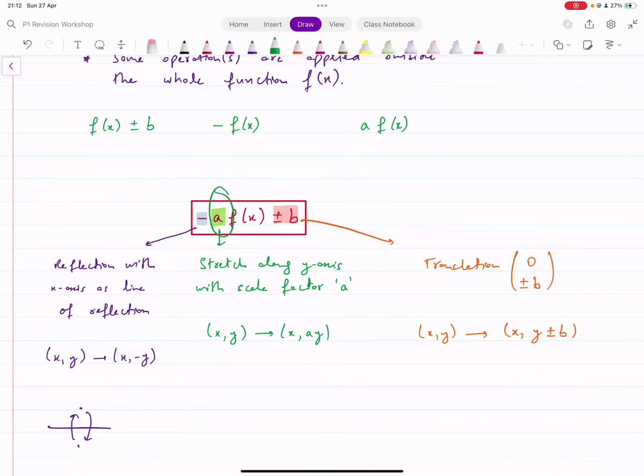What about this number that's multiplying? When you have a number multiplying outside the function, that means it's a stretch along the y-axis, or you can say vertical stretch with scale factor, that number, which is a. So if you have x, y as the original point, that becomes x, a y. The y coordinate gets multiplied by that scale factor. And if you have something adding or subtracting outside, if you have plus or minus something, that's a translation, a vertical translation. Plus means you're going up, minus means you're going down. Okay. And if you have a point x, y, that becomes x, y plus or minus b. The y coordinate has b added or subtracted like this.